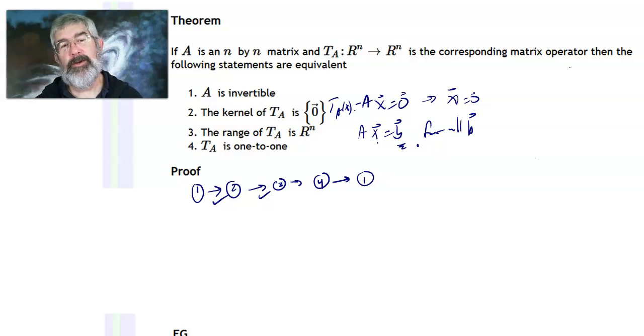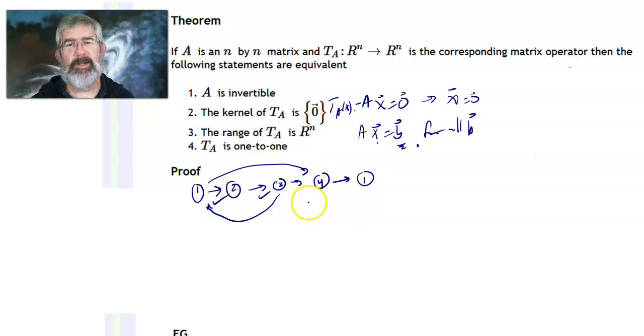All right, so in the pause there, I did a little bit of soul searching and realized that all of my arguments for 4 were 1 implies 4. So in order to make this right, I have to get 3 back to 1 because I really want to do 1 implies 4 and then 4 implies 1. The range is the same as the column space. And so if the range is all of Rn, then the column space is all of Rn. But I already know that the column space being all of Rn is equivalent to A is invertible. So that gets me from 3 back to 1.